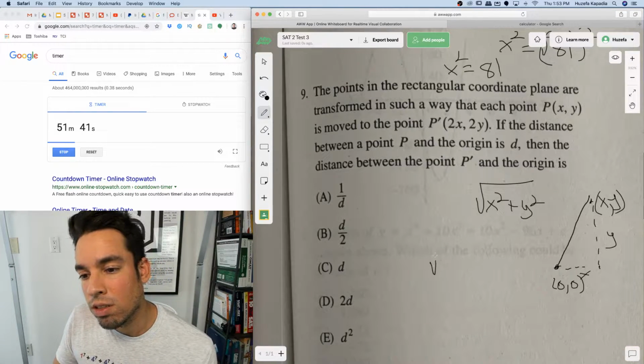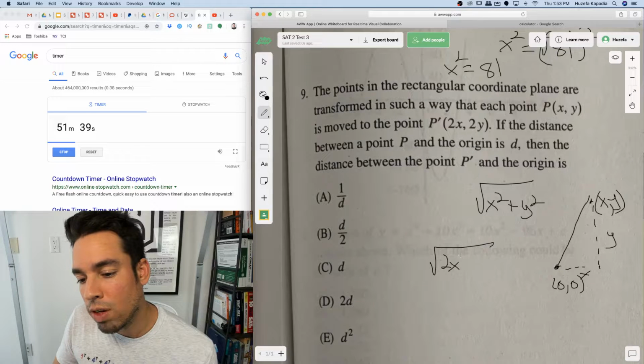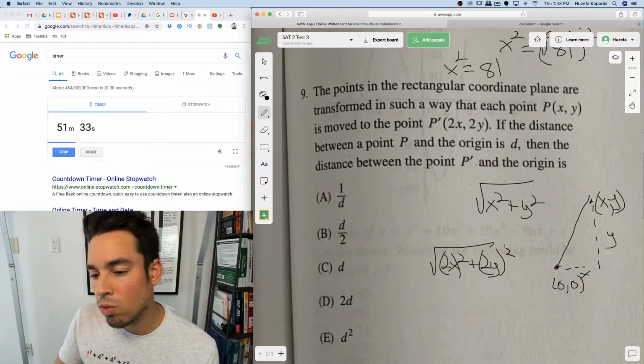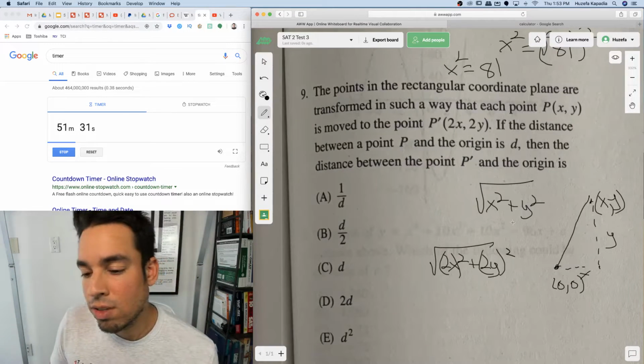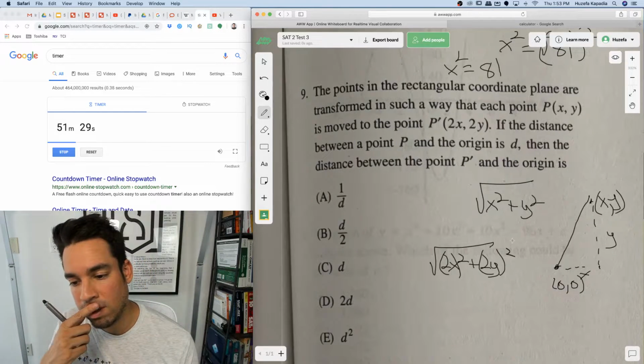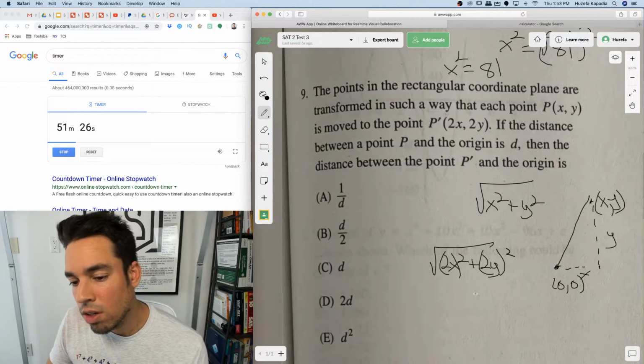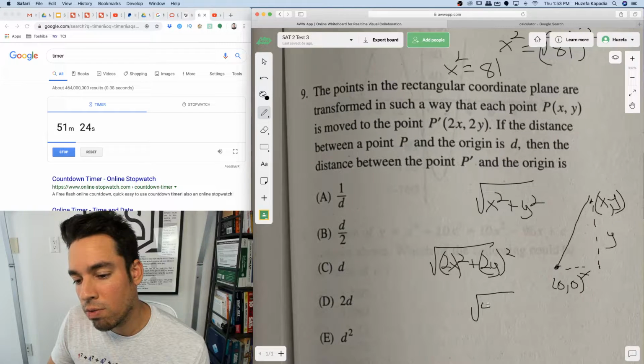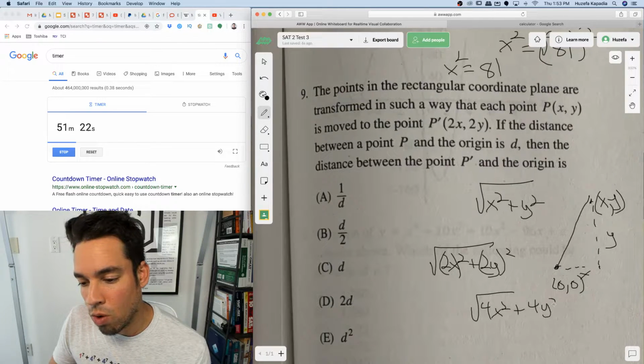This one is the square root of 2x squared plus 2y squared. Okay, so now let's see if I can, wait a minute. Oh, I know what I can do. So then this one becomes the square root of 4x squared plus 4y squared, which I can factor out as 4 times x squared plus y squared.